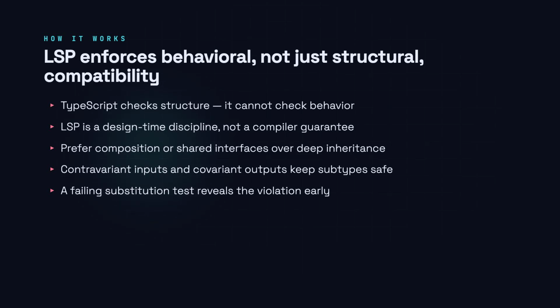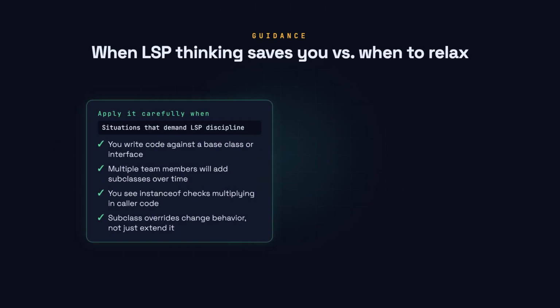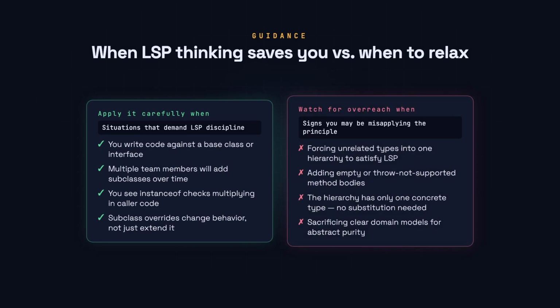The key consequence is that when you follow LSP, polymorphism actually works. You can pass any subtype to any caller of the base type, and the program remains correct. When you violate it, you end up scattering instanceof checks through your codebase, which is a reliable sign something has gone wrong in the hierarchy. Reach for LSP discipline anytime you're building a hierarchy that callers will consume polymorphically, especially in a team setting where new subclasses will appear over time. A growing pile of instanceof checks is the clearest warning sign.